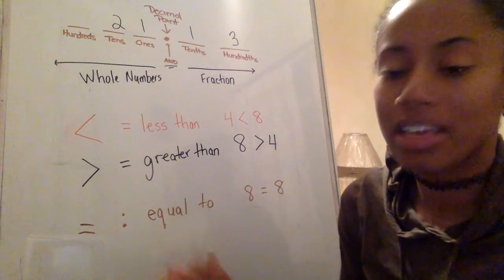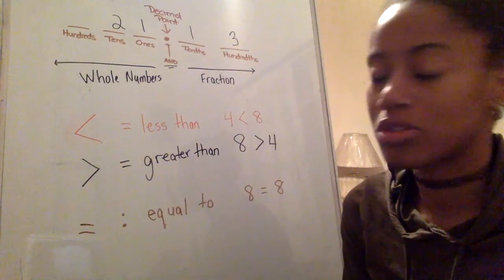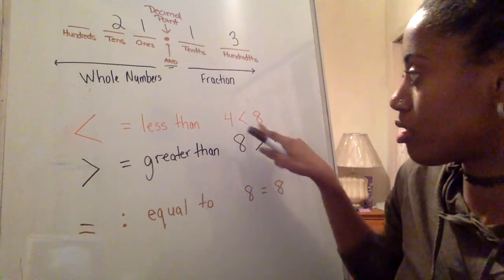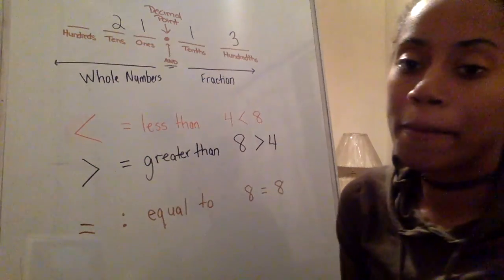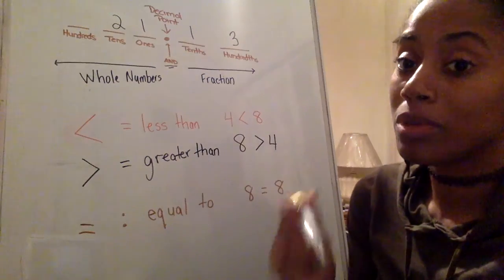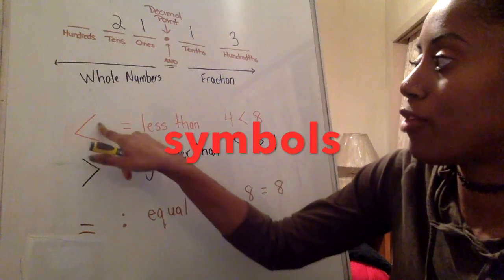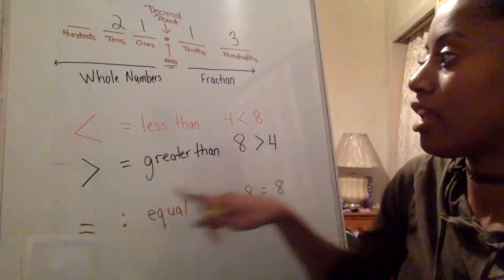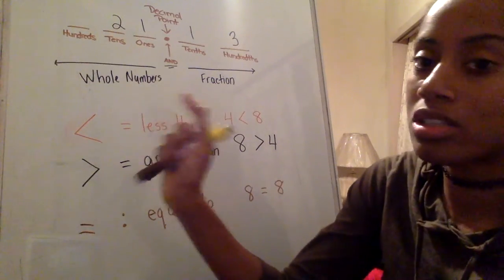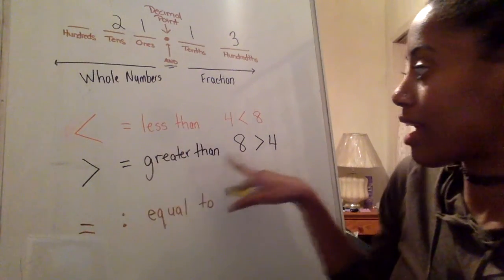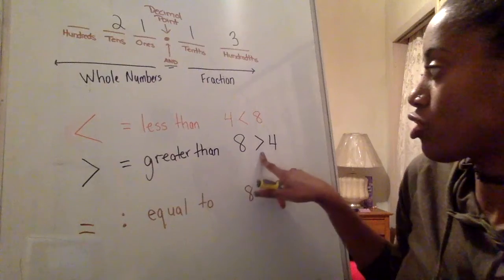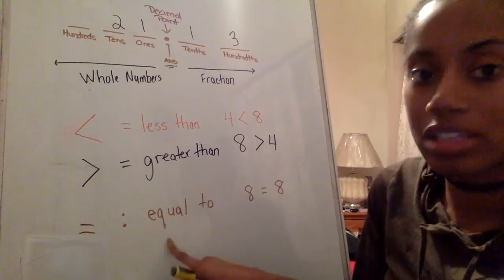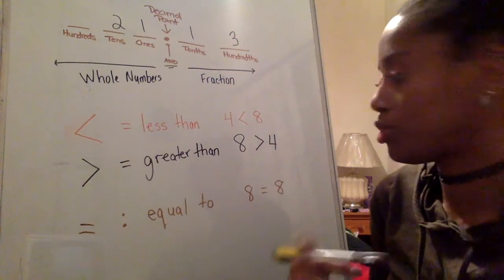And I know in second grade, third grade, sometimes you learn about it as the alligator, so the mouth will always open to the bigger number. But it is important that you know the meaning of these signs. So again, if the opening is to the right, that is less than. 4 is less than 8. If the opening is towards the left, that is greater than. So 8 is greater than 4. And if it is an equal sign, you read that as equal to. So 8 is equal to 8.